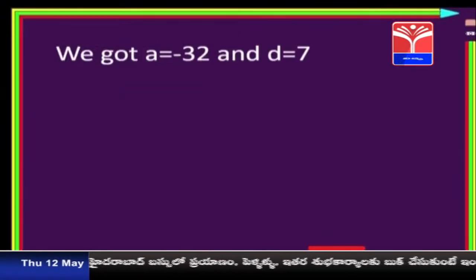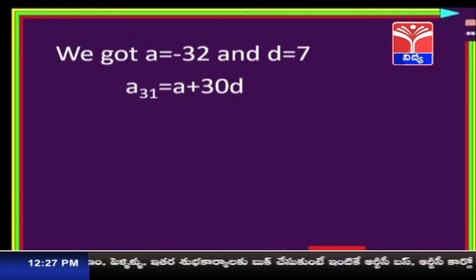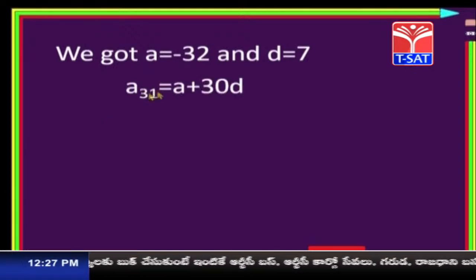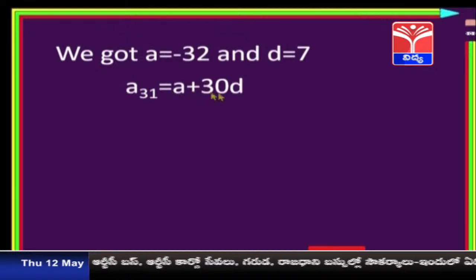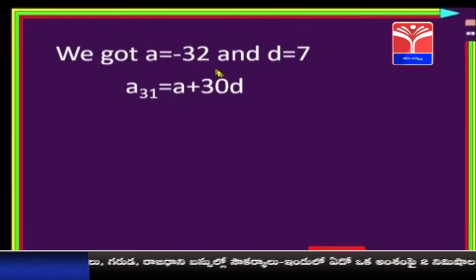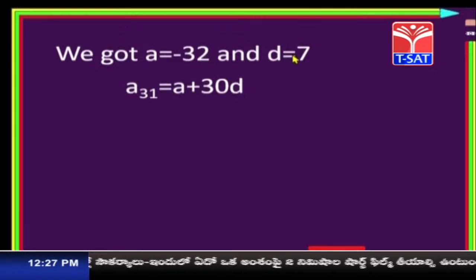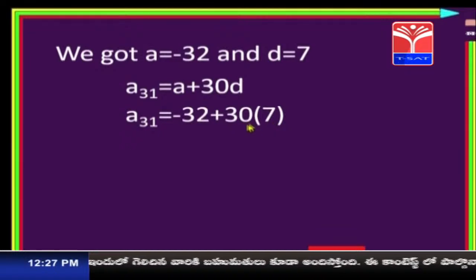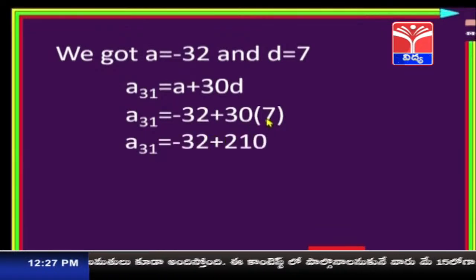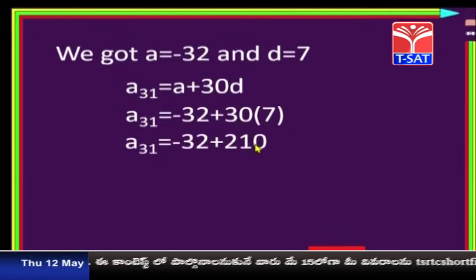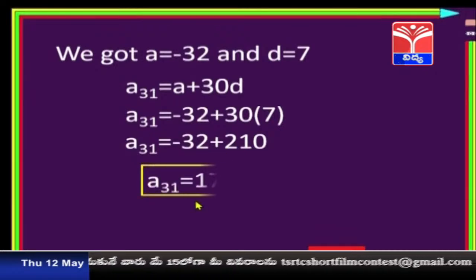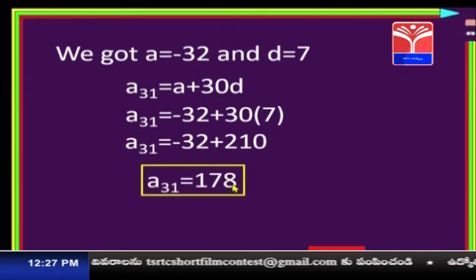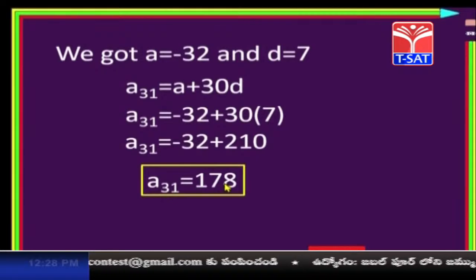Now, we can find the value of A31, that is the 31st term value, easily. So, A31 is equal to A plus 30D, as we got the A value and D value, substitute here. So, A is equal to minus 32 plus 30 into the D value 7. So, minus 32 plus 7 into 30, 210, 210 minus 32 is 178. So, the 31st term is 178.